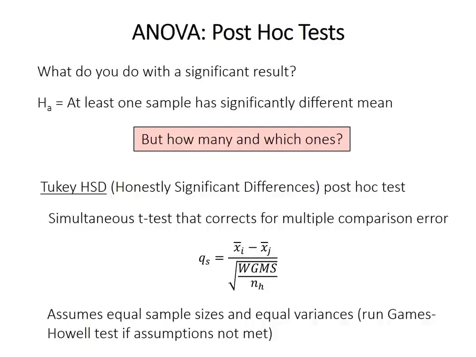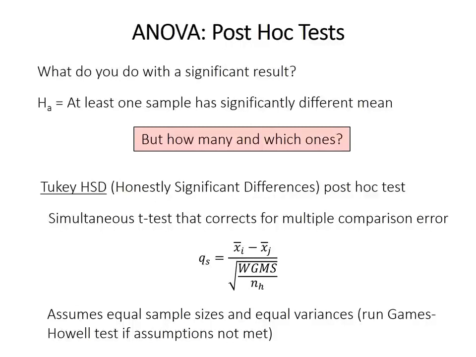And so the sort of standard post hoc test for the regular ANOVA is the Tukey HSD. HSD is for honestly significant differences test. It's basically a set of simultaneous pairwise t-tests that corrects for that problem of doing multiple comparisons. So to control something called the family-wise error rate, and the family-wise error rate is the probability of making at least one type 1 error.